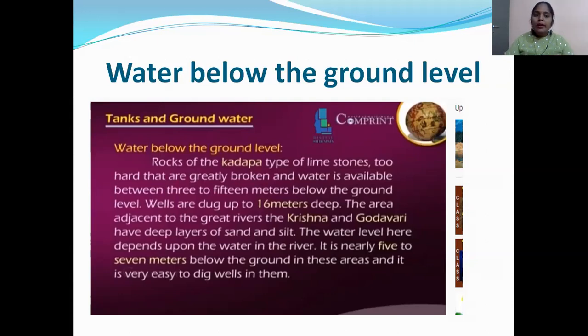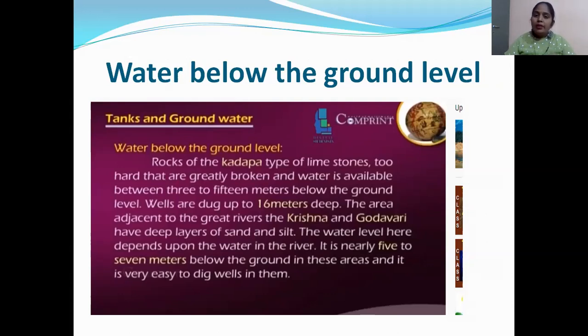The water level here depends upon the water in the river. It is nearly 5 to 7 meters below the ground in this area. As I mentioned, within 15 meters only you can find the water. Just 5 to 7 meters deep, you will find the water. Okay, children.